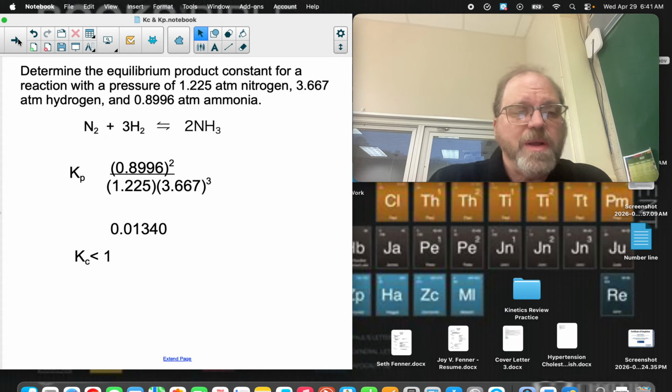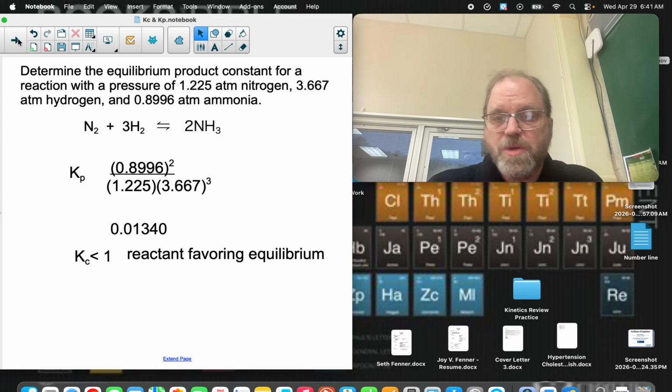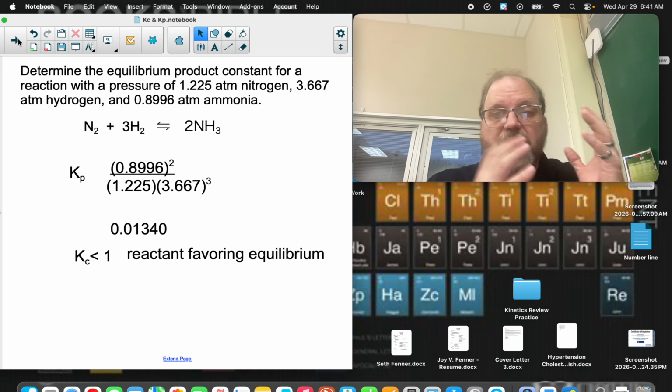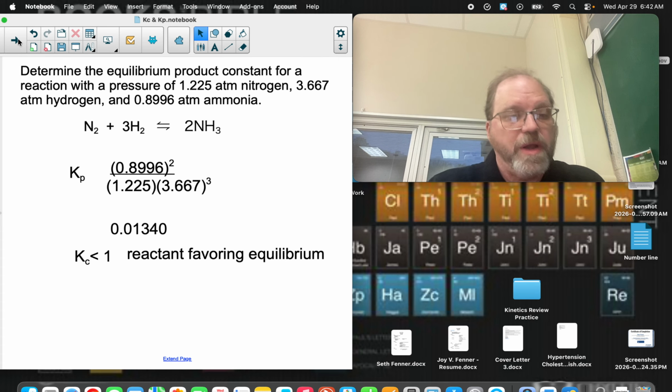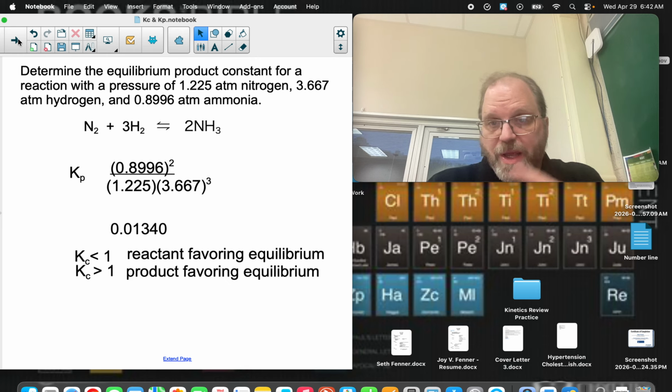All right. Now, remember, if Kc is less than 1, that means it's reactant favoring equilibrium. So we have more reactants and less products. The reaction isn't moving as quickly or completely to products. If rather it's greater than 1, then it's a product favoring reaction, so the opposite can take place.